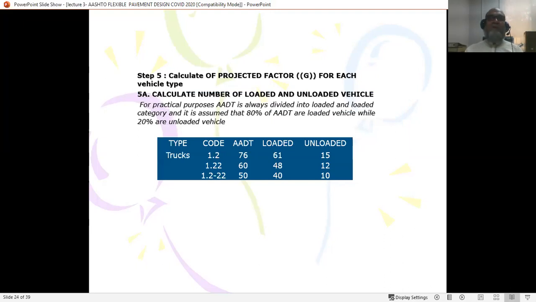Now you have to know how many of them are loaded and unloaded. So we say 80% were loaded and the rest, 20%, were in unloaded condition. So that's why 76 we multiply by 80%, we get 61, 15, and similarly for both of 48 and 12, and then 40 and 10%.